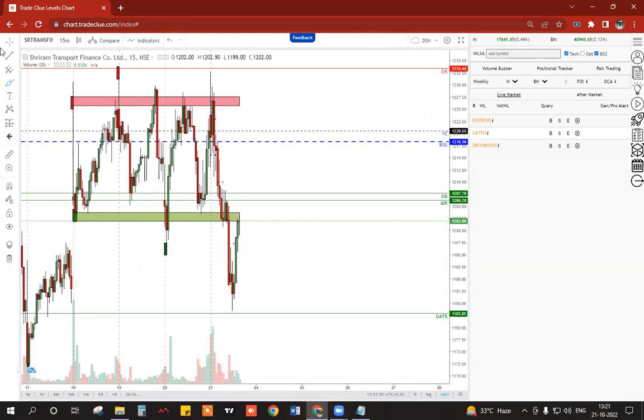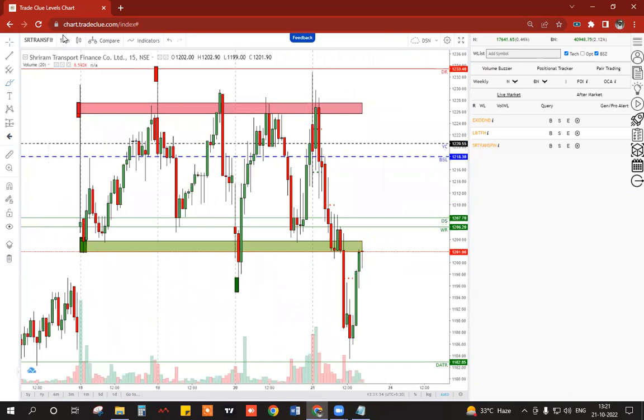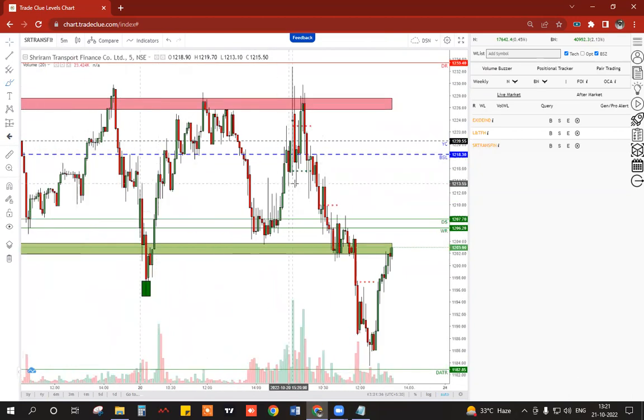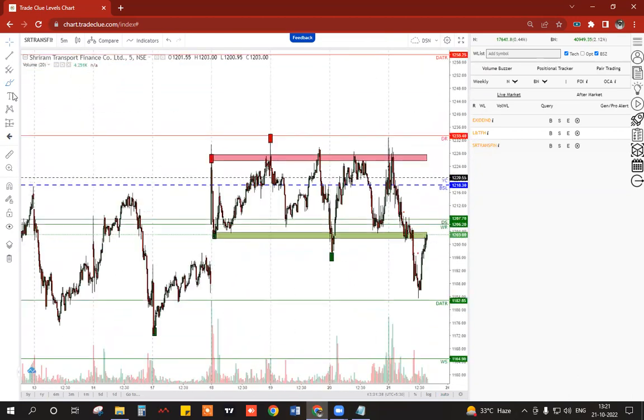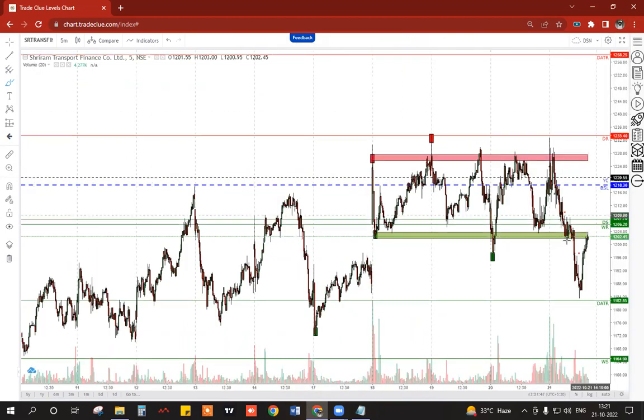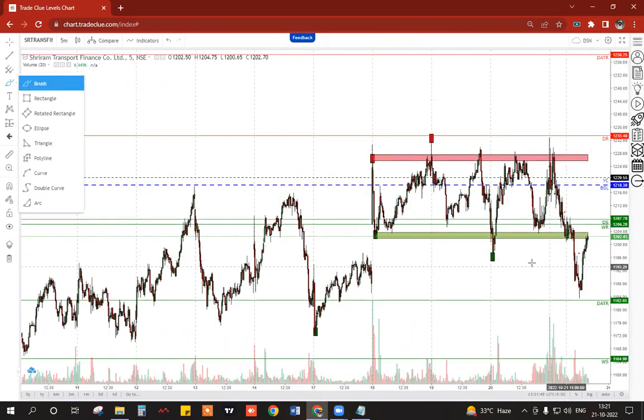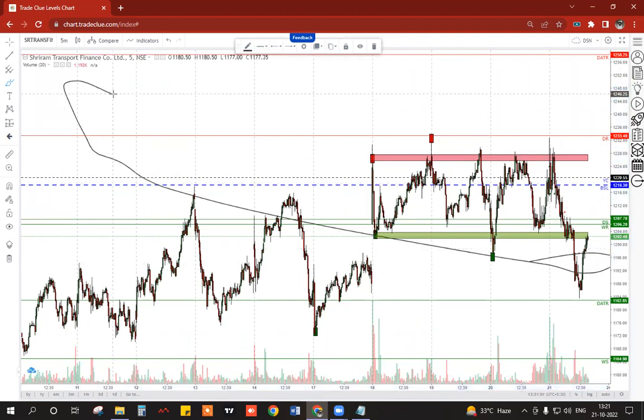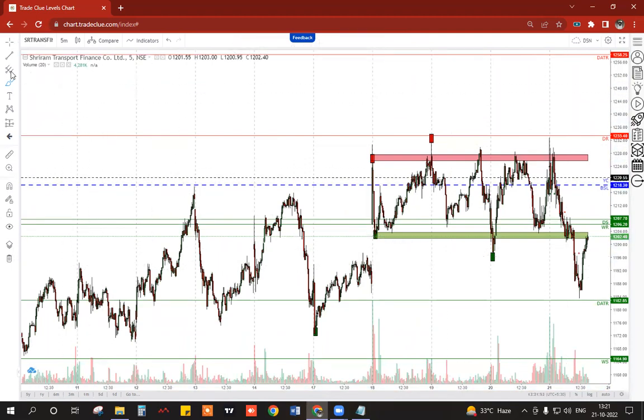SR Transfin results were there yesterday, so obviously these zigzag moves were expected. Results were pretty good, but still the stock did not go up. For the last 3 days it was sideways, and we had this in our positional alert as well, which we exited with around a 2% loss. That's fine, but the agenda was to trade it mostly on the upper side if it took out the red band. Now see, this structure is pretty good.